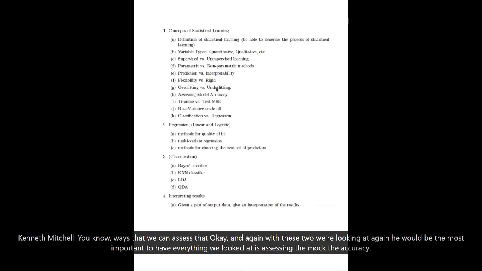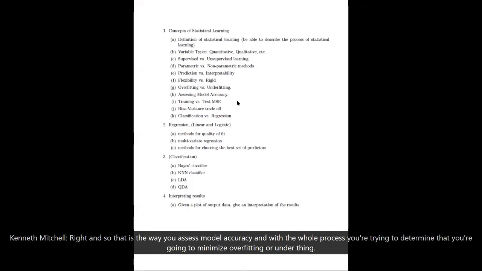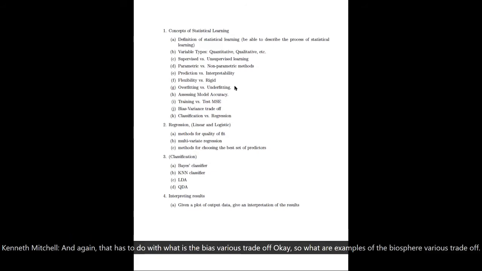And again, with these two, H would be the most important of everything we looked at, which is assessing the model accuracy. So when assessing the model accuracy, what are you looking at? What are the differences between the training versus the test mean squared error, right? That is the way you assess model accuracy. With that whole process, you're trying to minimize overfitting or underfitting. And again, that has to do with the bias-variance trade-off, okay?